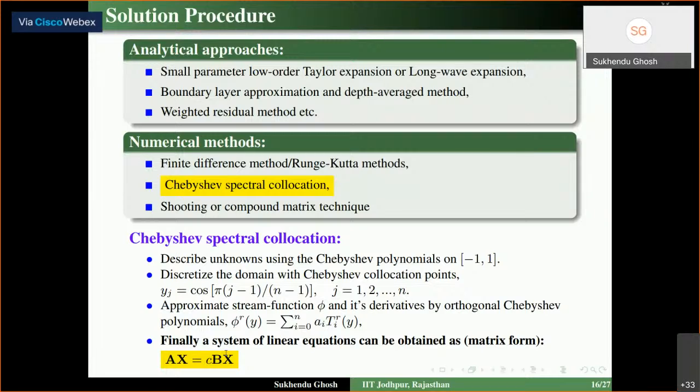This eigenvector and these eigenvalues will give us the appropriate solution, or general solution, of the differential equation. This is the overall idea of the Chebyshev spectral method. Now we have the system Ax equals C into Bx, and we can solve this numerically. Say we are able to get the values of C, and then for each value we can find x, then our job is done.